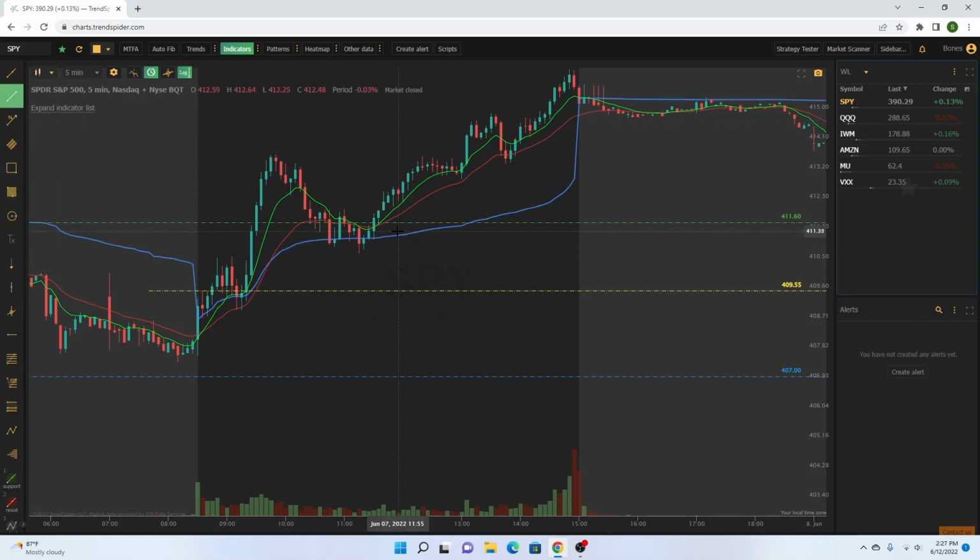Another entry spot here would be on this little bit of an ascending, a little bit of a bull flag here, but our entry spot would be on this right here. We get a 20 EMA touch, bullish engulfing candle, closes back above our 9 EMA, and as you can see, we get a nice push back up throughout the day.